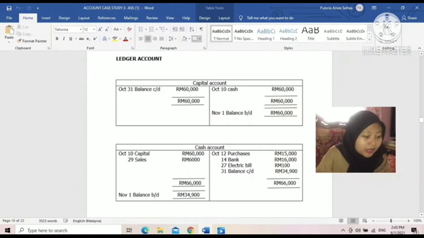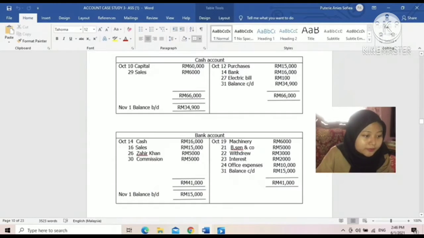For example, the capital account shows the credit on the right, so we only put the detail on the credit side, such as the date is 10 October, the detail is cash, and the amount is 60,000 ringgit. The same goes for other accounts.